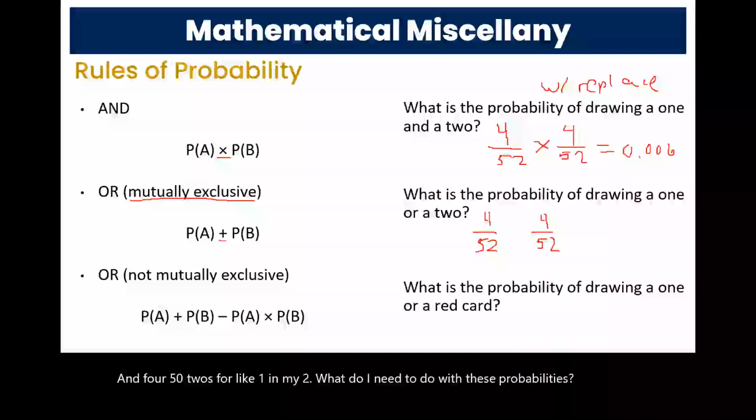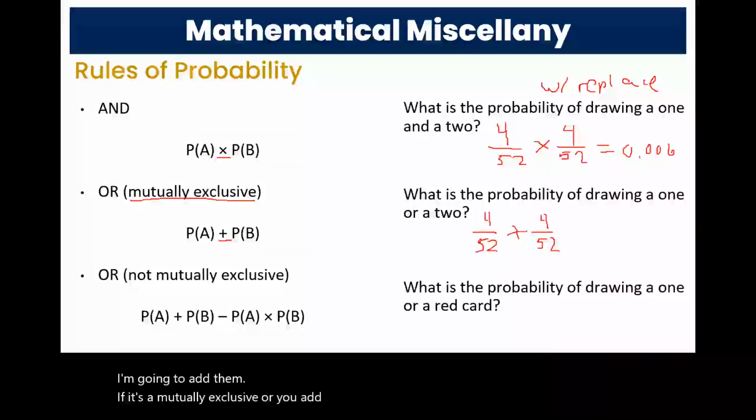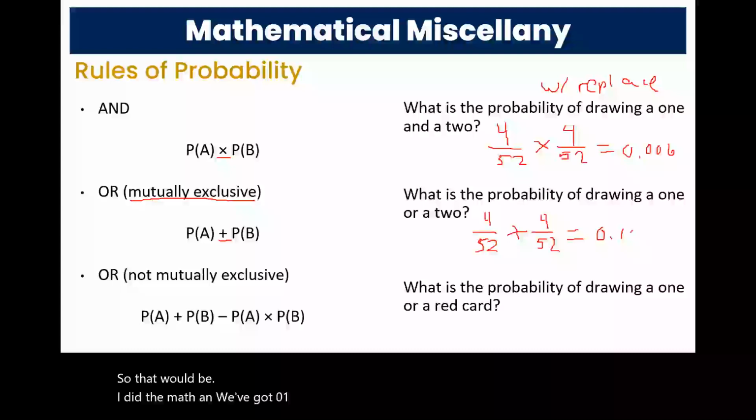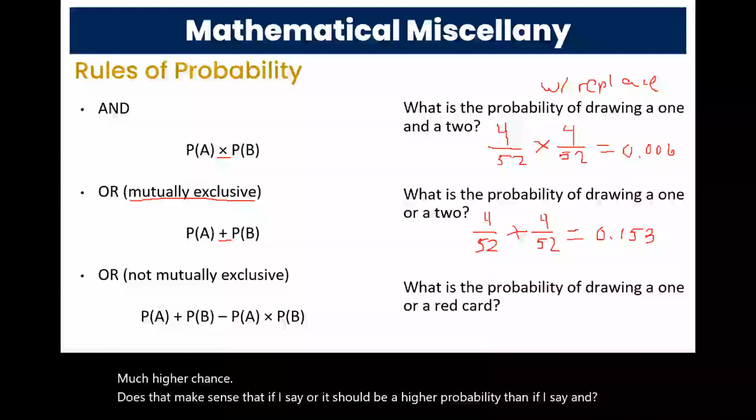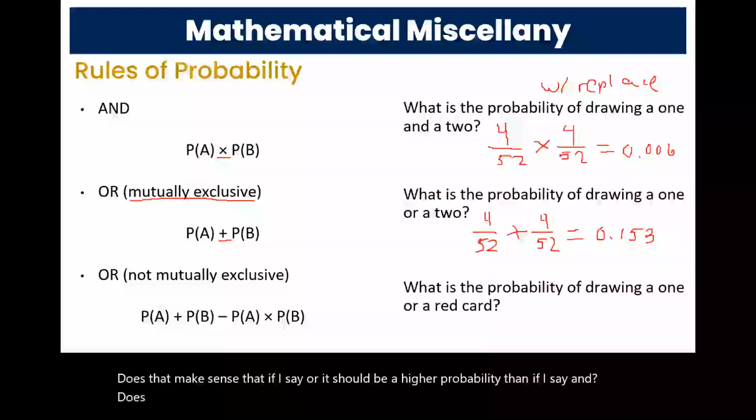I'm gonna add them. If it's a mutually exclusive or, you add them together. So that would be, I did the math and we've got 0.153. Much higher chance. Does that make sense that if I say or, it should be a higher probability than if I say and? Does it become more likely when I say or, or less likely?